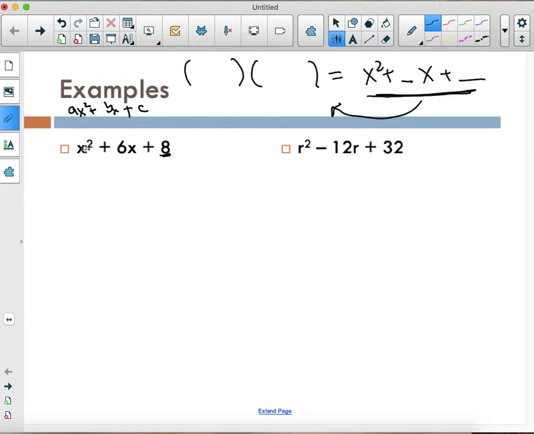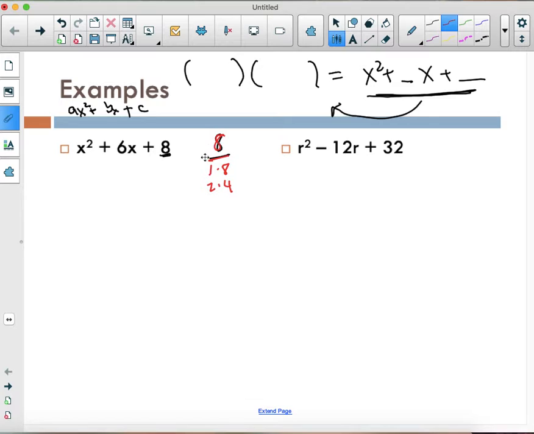For today, we're dealing with when our A value is 1, or essentially we don't see anything with that x squared. If there's no A value out front, I'm going to list my factors of my C value. So I'll write out my 8. Usually we do this off to the side. I'm going to do this in a different color so it's a little different. I've got my 8 over here on the side, and I'm going to list all the factors of 8. So 1 times 8 and 2 times 4. Those are the numbers that multiply to get me 8.